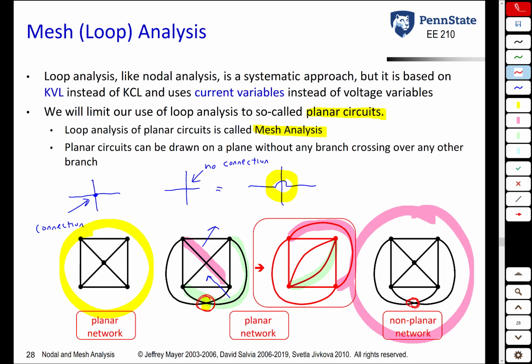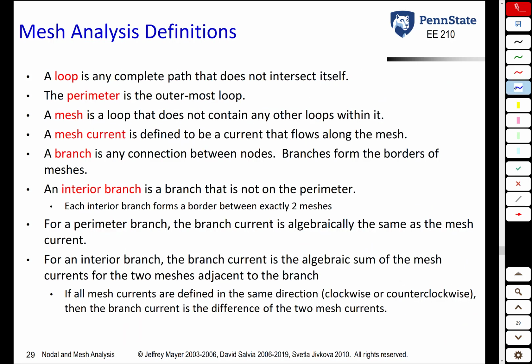So before we get into mesh analysis, we do need to define a few terms. Let's do that here. First off, let me draw a little circuit without any circuit elements. Let's say that we have nodes here and assume that there are circuit elements between every node. A loop is any complete path that does not intersect itself. For example, that is a loop.